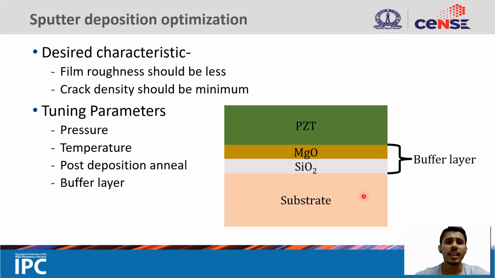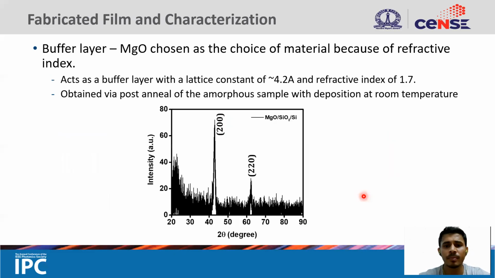The parameters that need to be tuned to get a very good film of PZT are pressure, temperature, post-deposition anneal, as well as the buffer layer. Of all of these conditions, the buffer layer is the first parameter that needs to be optimized before going ahead with the PZT deposition.